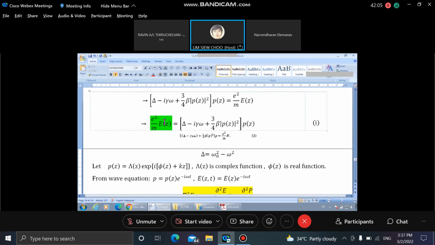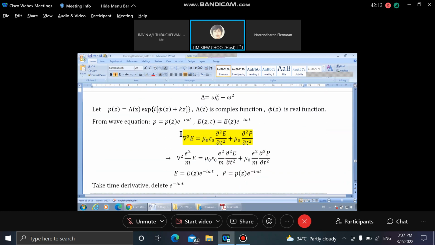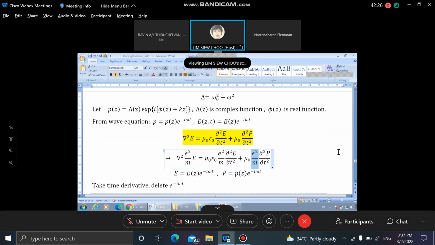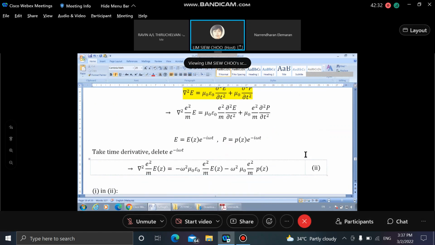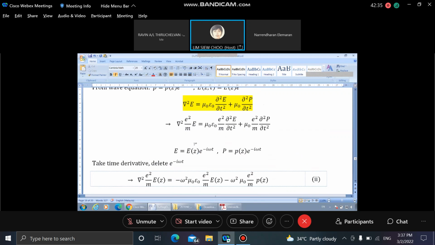So that's why you see here, I put the e in front, but there is an extra e squared over m here. So we need to modify our wave equation. We multiply every term with e squared over m. So this term here, and this term here. Does it make sense to you? So if we do like this, after this, this part has the time derivative. So this is the wave equation.